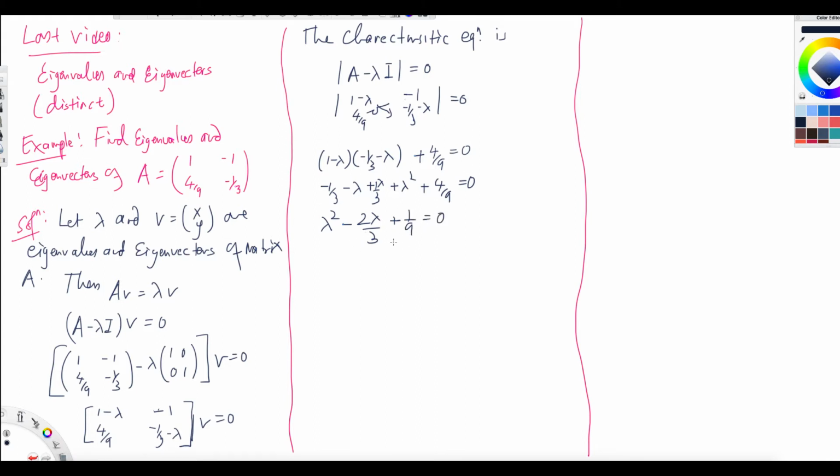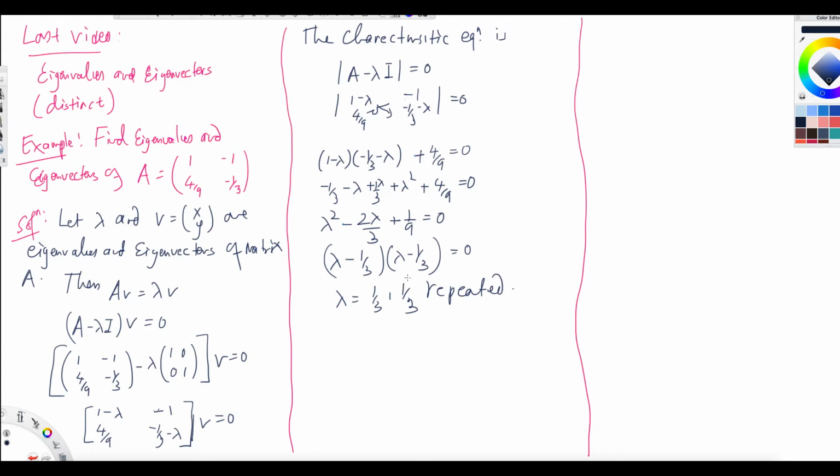So how would you solve this? You can multiply by 9 on this equation, or you can use the quadratic formula, or you can factor. We need the sum to be negative 2/3 and the product to be 1/9. What are those? Lambda minus 1/3 times lambda minus 1/3. See, the sum is negative 2/3 and the product is positive 1/9. So you get 1/3 and 1/3, right? So repeated roots, repeated eigenvalues.